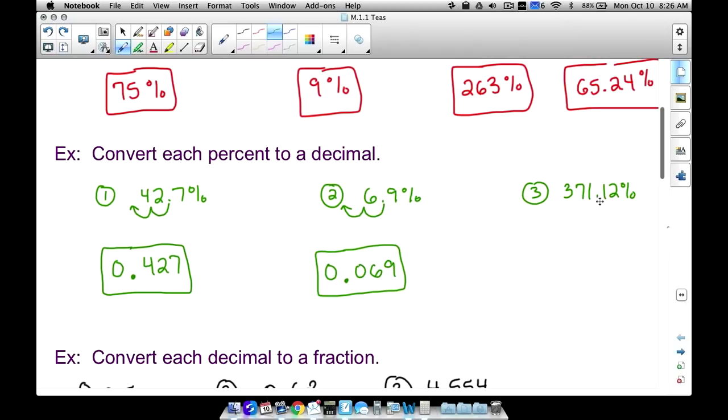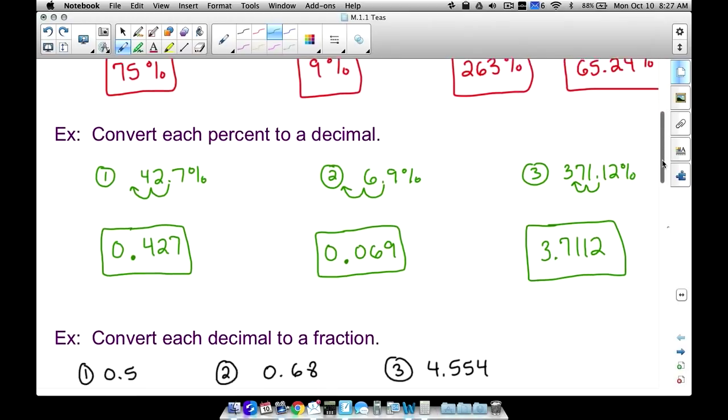And then this last one right here, let's move it 2 places to the left. Therefore, we have 3.7112. Notice when I move that decimal 2 places to the left, it goes between the 3 and the 7, and then I'm just including all my other digits. And for each one of these examples, notice the percent symbol has been dropped when we convert it to a decimal. That's very important. They're going to try to fool you on that maybe when you're converting from decimals to percents or fractions and all this stuff on the TEAS test.